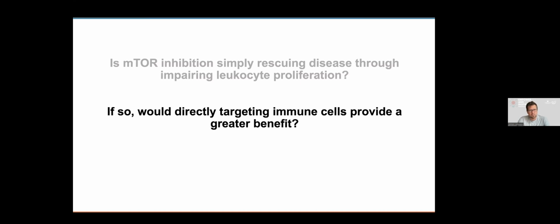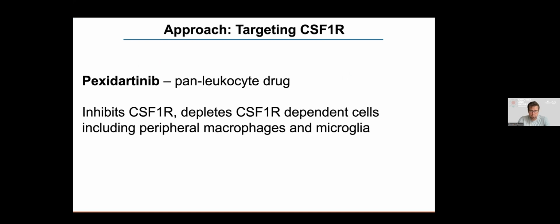And this is getting into the take-home message of the talk, which is that the evidence was starting to suggest that Leigh syndrome may be an immune-mediated disease. So to test this directly, we decided to treat animals with a drug that would hit leukocytes very potently and specifically, and we picked the drug pexidartinib. This is a pan-leukocyte inhibitor.